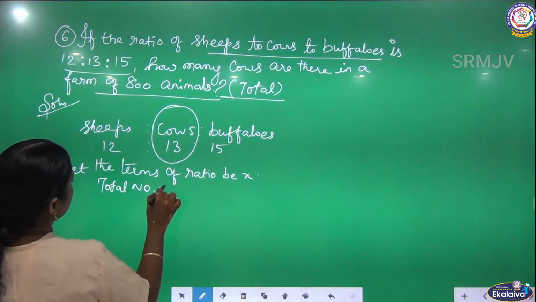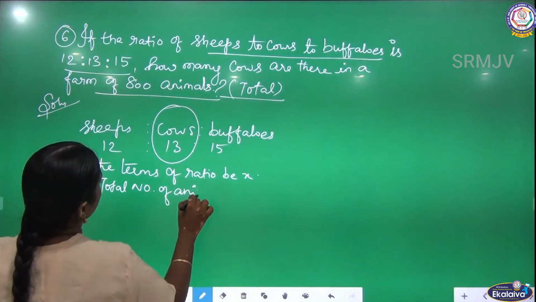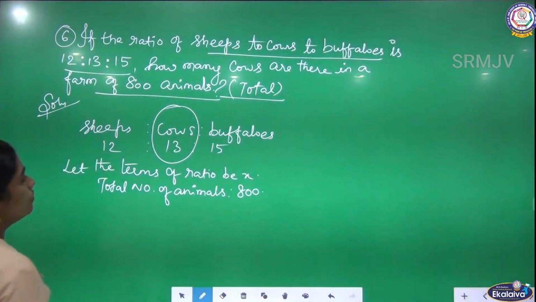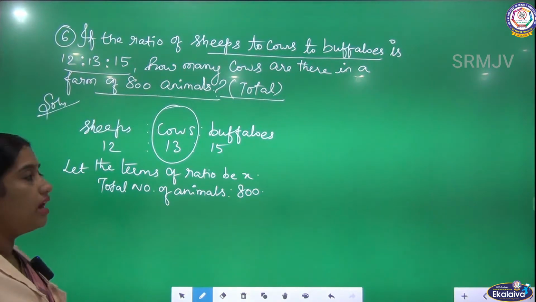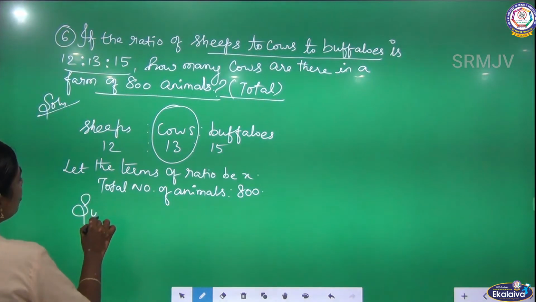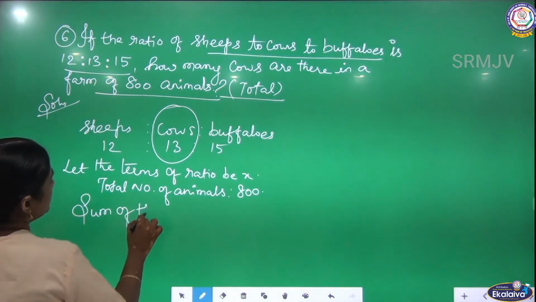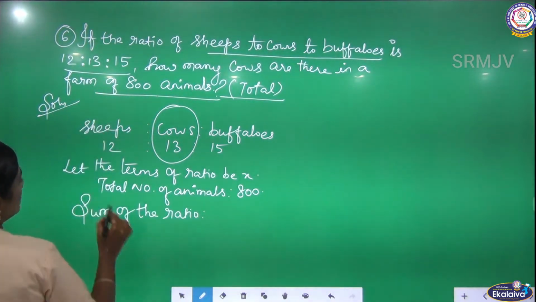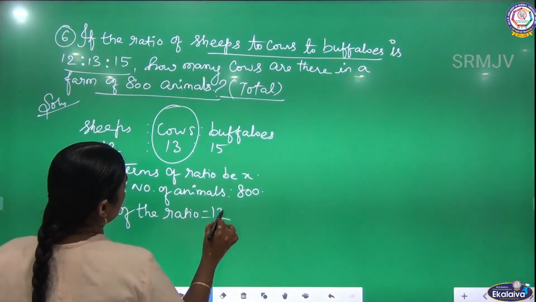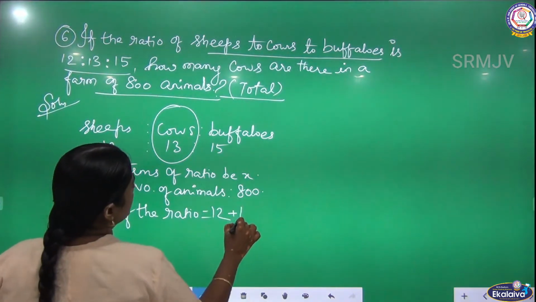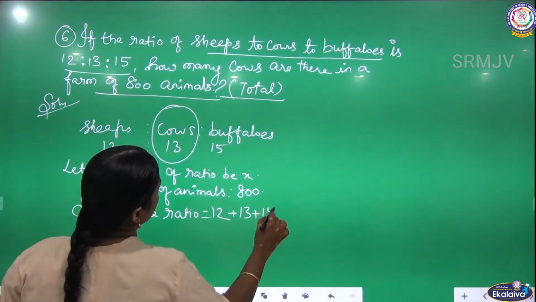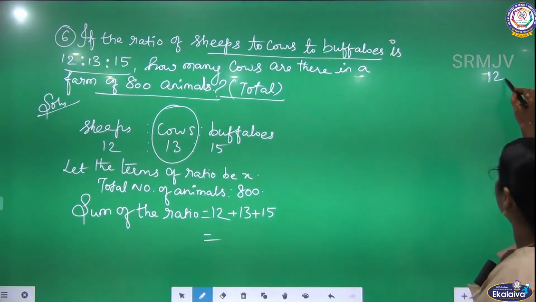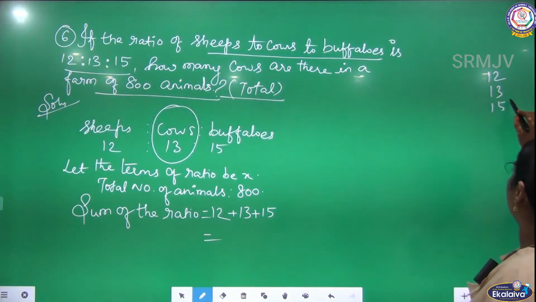So, total number of animals. How many animals are there together? 800, which is given in the question. Now, I am going to find out the sum of the ratio. What is the sum of the ratio here? Add the three things. 12 plus 13 plus 15. Shall we add this? 12, 13, 15.